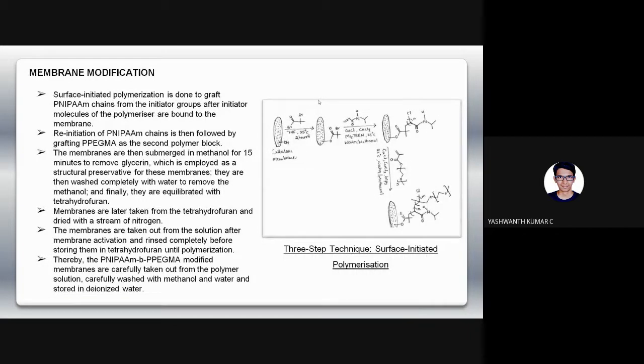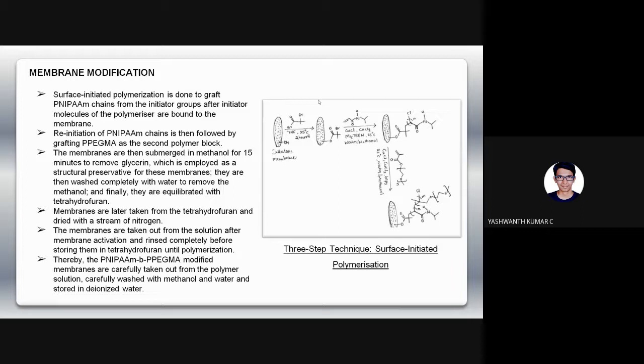From membrane modification, the three-step technique for surface-initiated polymerization to modify a regenerated cellulose membrane with PNIPAM-block-PPEGMA is depicted in the figure aside. Surface-initiated polymerization is done to graft PNIPAM chains from the initiator groups after initiator molecules of the polymerization were bound to the membrane. Reinitiation of these chains is then followed by grafting PPEGMA as the second polymer block.